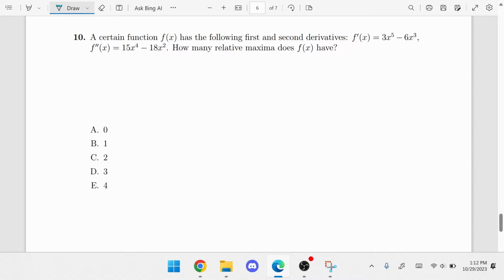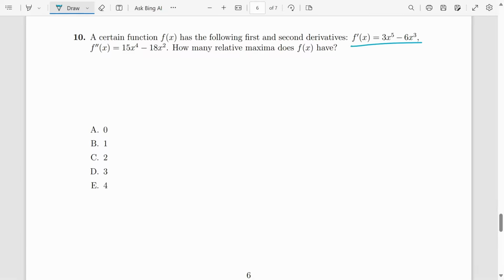Question 10. A certain function f of x has the following first and second derivatives. We have f prime of x and f double prime of x. We're asked how many relative maxima does the original f of x have? Cool, so relative maxima, if we have an example function like this, we have an absolute maximum up here. That is the largest output that the function ever reaches, but we have 2 relative maxima at the 2 different humps that this function has.